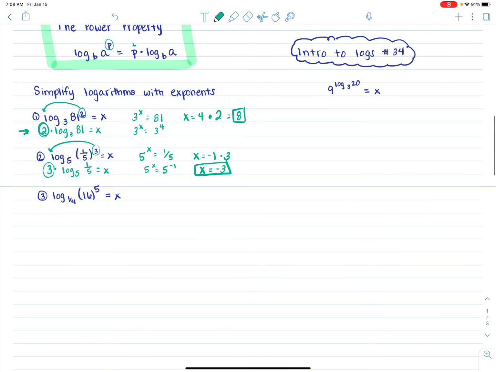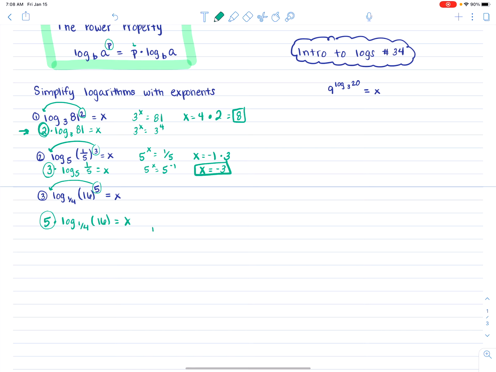Okay? If I have a power of 5, I can pull it down in front and say it's really 5 times log base 1/4 of 16 equals x. So I'm going to figure out what x is and then multiply it by this 5.